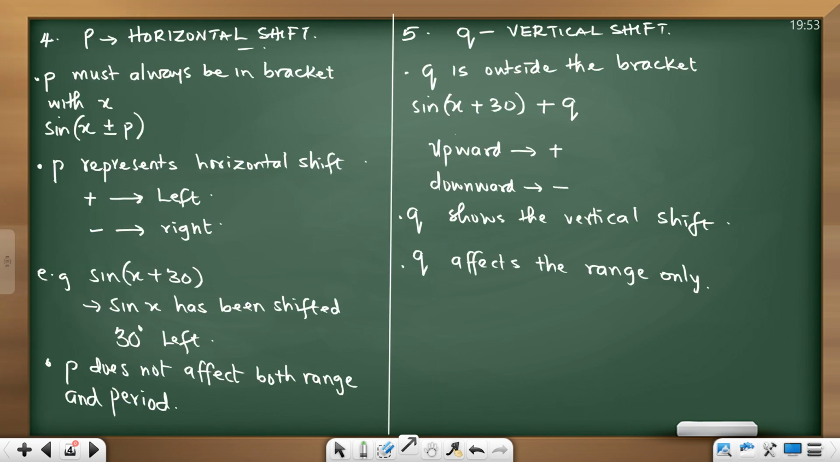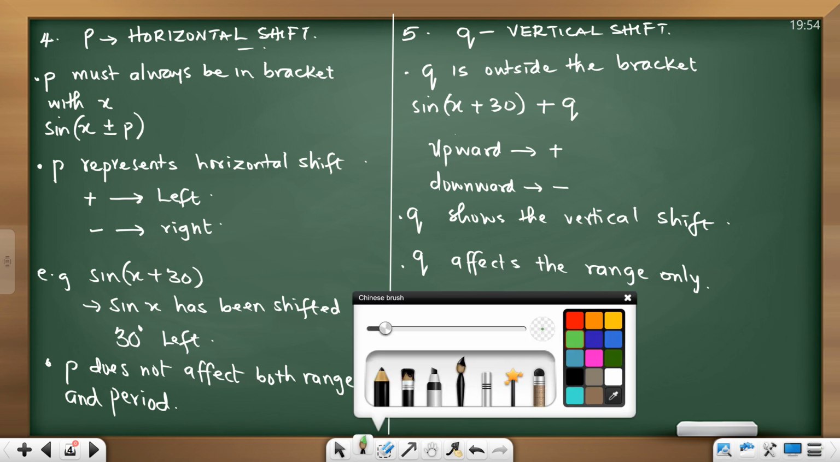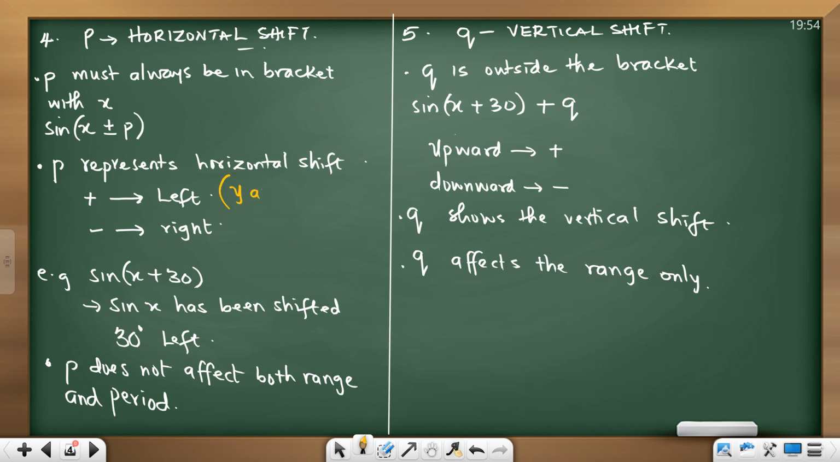Let's go back here quickly. Horizontal shift. Let's add that note. P represents a horizontal shift. When it's a plus P, it means the graph is shifting to the left. But what does that mean? The y-axis shifts where? To the right. Here, the y-axis shifts to the left. Please add that note. I'm glad we came across this question, otherwise you'll be saying it's a mistake in the exam.